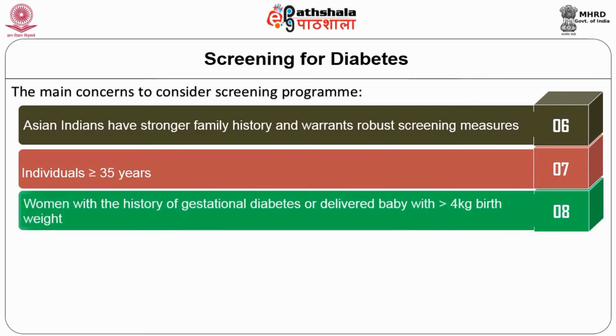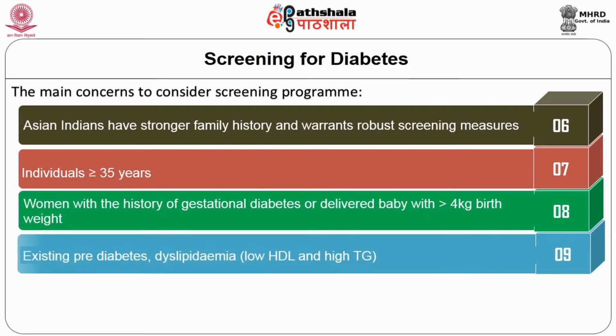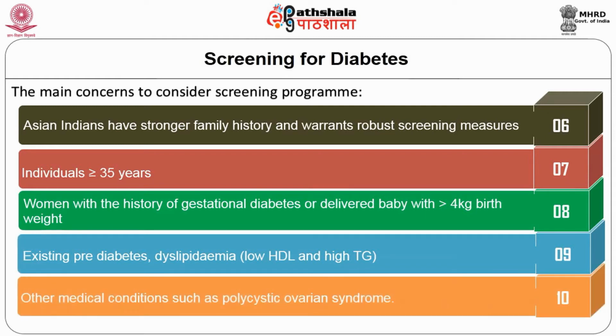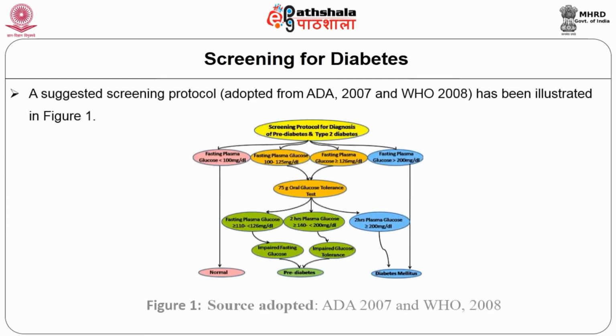Women with a history of gestational diabetes, meaning they developed diabetes during pregnancy, or delivered a baby greater than 4 kg birth weight. Existing pre-diabetes and dyslipidemia are also suggestive that a person is more likely to have diabetes. Other medical conditions like polycystic ovary syndrome are also an important candidature to screen for diabetes. As suggested, the screening protocol adopted has been illustrated in figure 1.